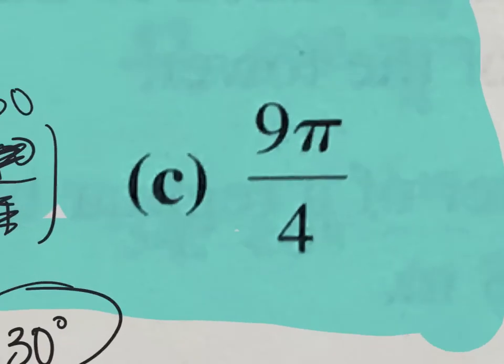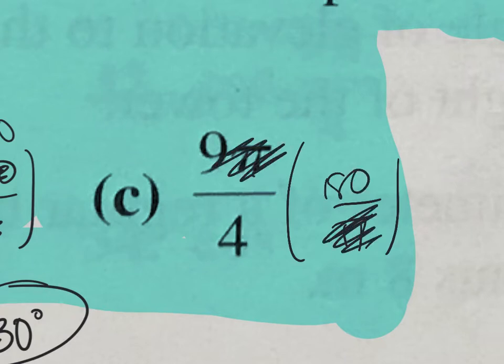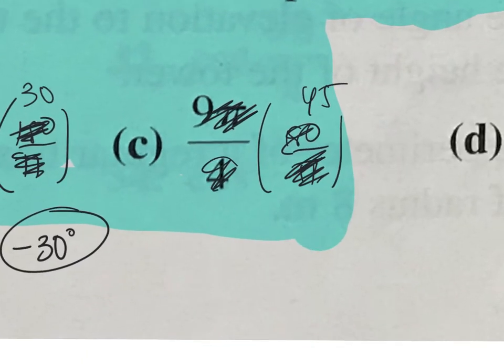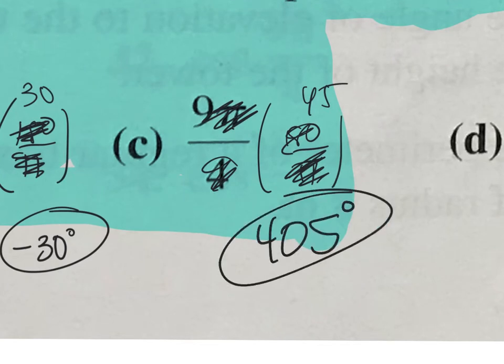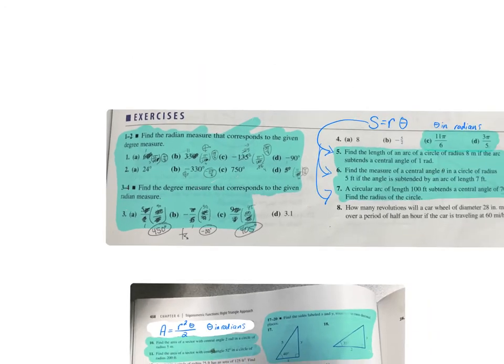Here, again, I'm going to degrees. Pi's cancel out. How many times does 4 go into 180? 45. What's 45 times 9? 405. 405 what? Degrees. Very important that you put your little degree sign. All right? Yes? Okay.